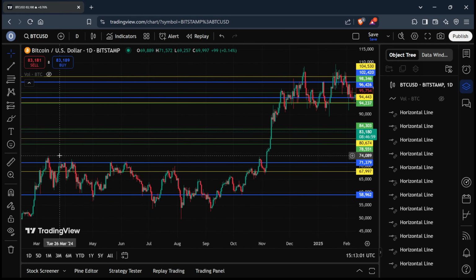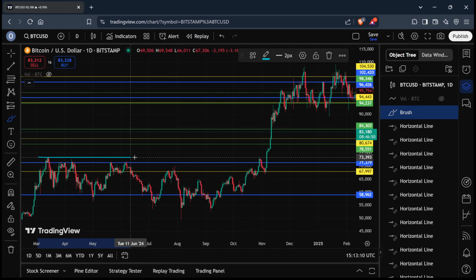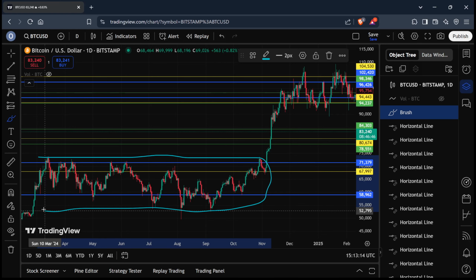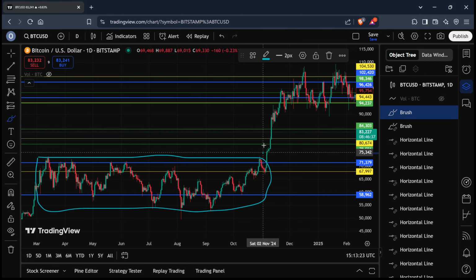So when I talk about ranges, I'm talking about this right here. So let me get my brush tool back out. You see this area right here, right? Look how much time we spent in this. This is a range, right? This right here going upward, this is a trend, right? This area right here, this is the trend. This is the range.